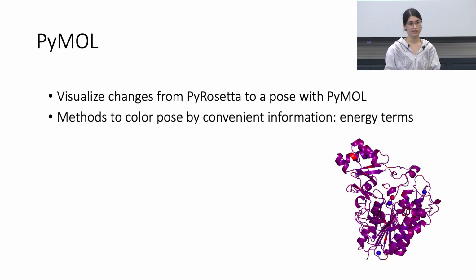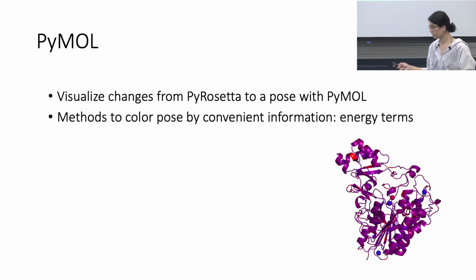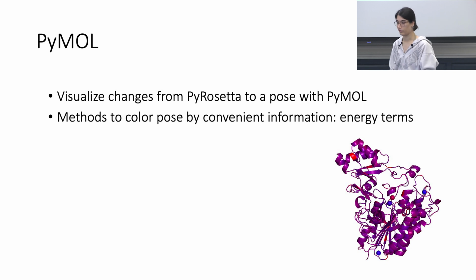You should have already done that in the tutorial, but if you didn't, you'll get a chance to do it, and specifically with a pose. You can also measure your structure by very convenient information. So this could be energy terms. You could use PyRosetta to store energy terms per residue and then visualize in PyMOL where it's the highest energy or the lowest energy.